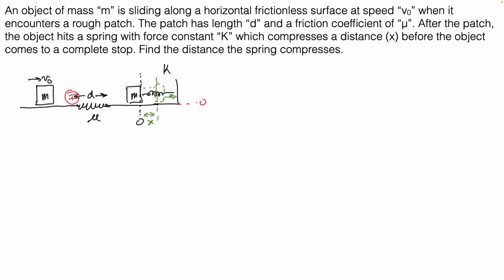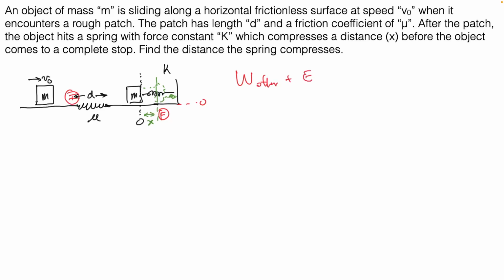And then where's our final point going to be? When it compresses all the way, because we're looking for the total compression of the spring. All right, so we got 0 for the spring. That one's picked for us. We got 0 for gravity. We're good. All right, so we write down an equation.